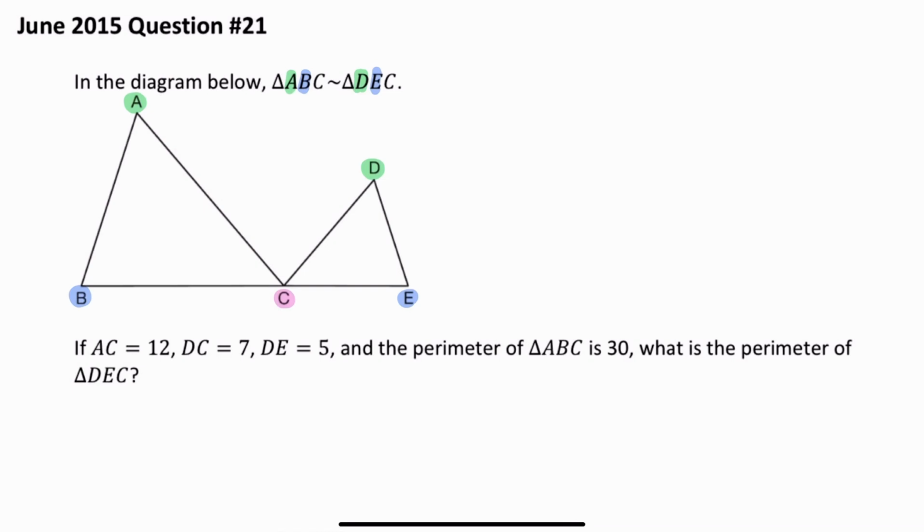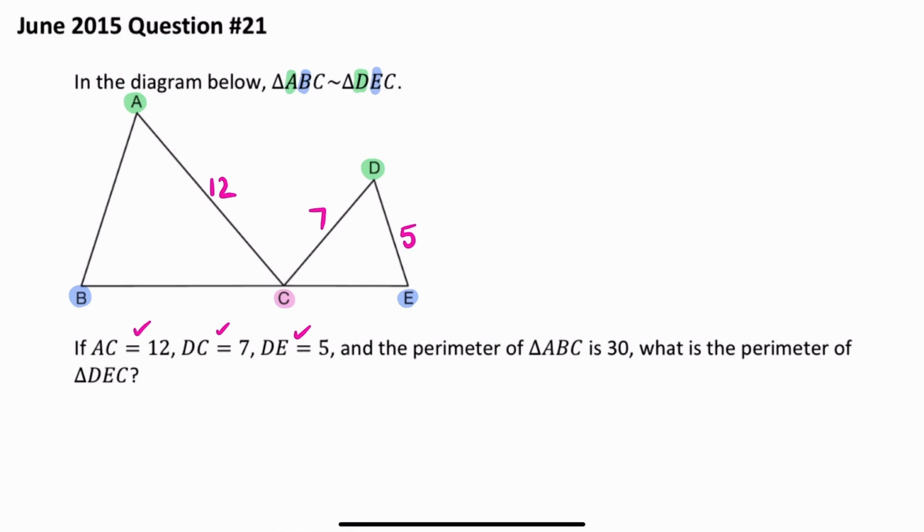Now, anytime I have triangles that are all mixed up like that, I do like to redraw them, and I'm going to do that in a second once I finish filling out my information. So it's telling me that AC is 12, so I'm going to put a 12 right here. It's telling me that DC is 7, so I'm going to put a 7 right here. And then DE is 5, so I'm going to put a 5 right here.